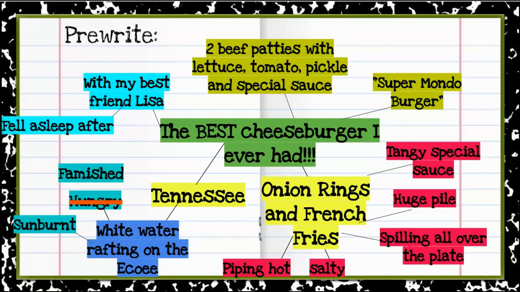So the beginning part of my pre-write is a plan that just has ideas. Sometimes it can seem kind of scattered, but I know that I've gotten a lot of information that I can later organize. In fact, I think we're about ready to do that.